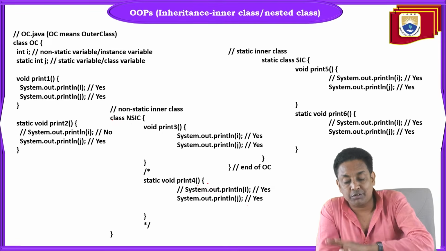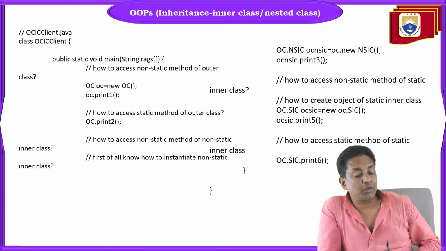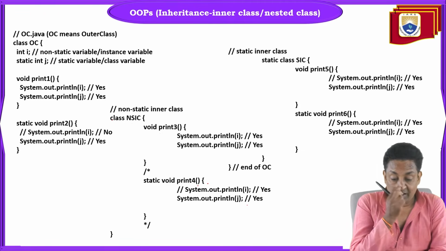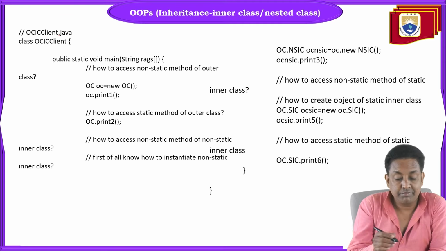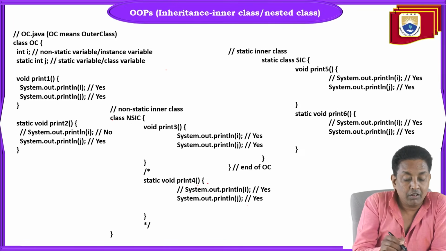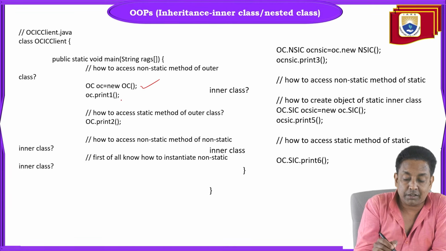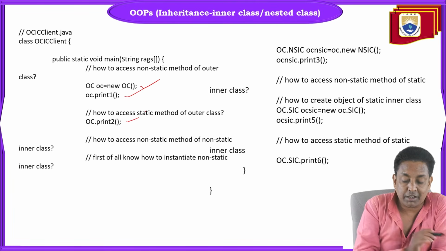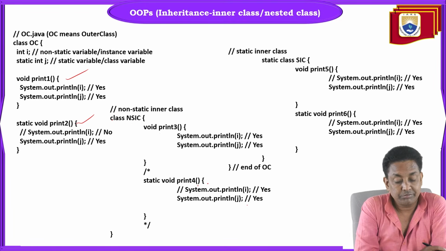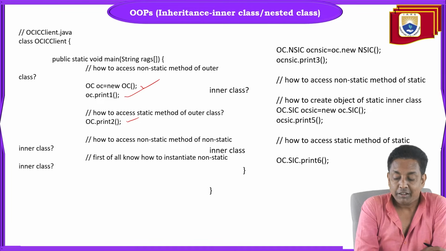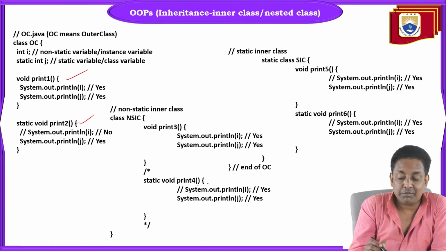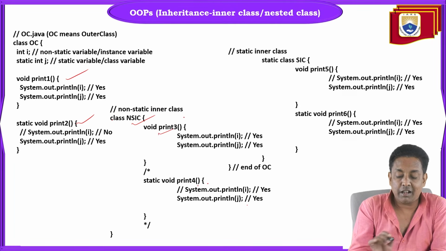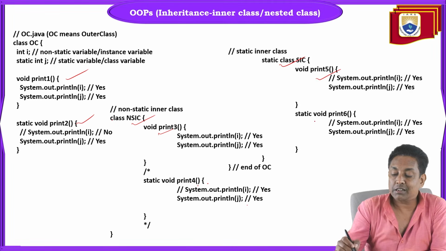Then how to instantiate and use these classes is the point. Come here. First you create an object of the outer class and call the print method. Print method is a non-static method. Then if we want to call a static method, we use class name dot method name. Done. Then the point is how to create an object of the non-static inner class and access its non-static method, and how to create an object of the static inner class and access its non-static and static methods.